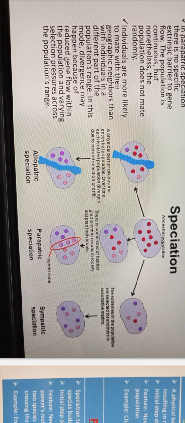A physical barrier divides the ancestral population. Over time, this isolated population diverges due to natural selection or drift. Allopatric speciation, we know that. And there is some kind of habitat gradient that results in locally adapted individuals, like parapatric speciation, hybrid zone. The extremes in the population are selected for and there is associated mating, sympatric speciation within that.